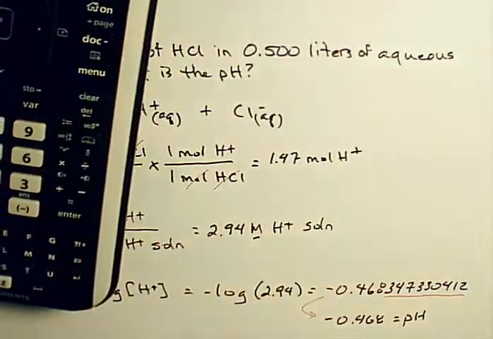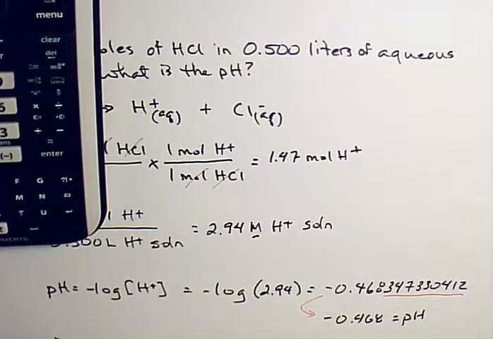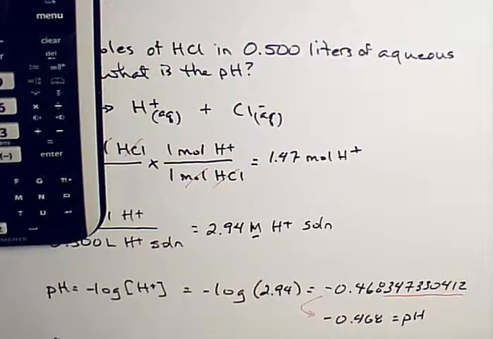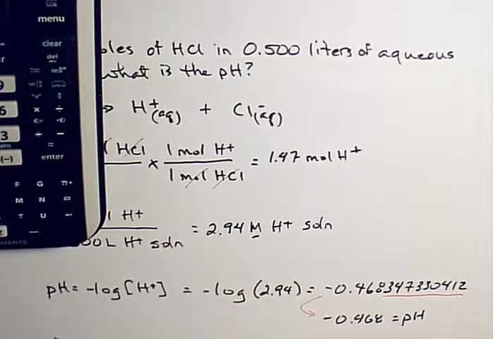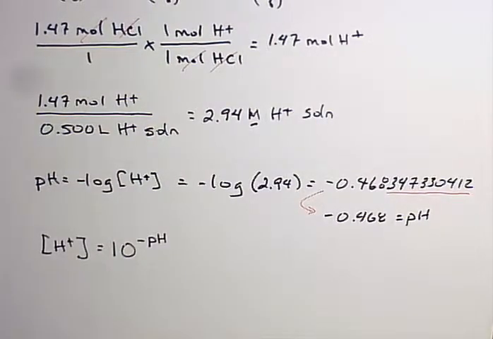All right, so let's see. This is how you get pH. Then if we want to find the molar concentration of hydrogen ions, we're going to make 10 the base and take the negative of the pH as the exponent. That's how we find the molar concentration of hydrogen ions.